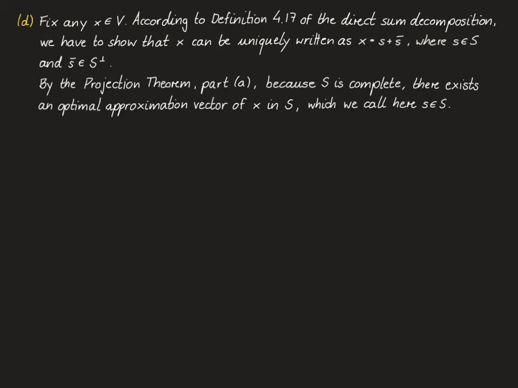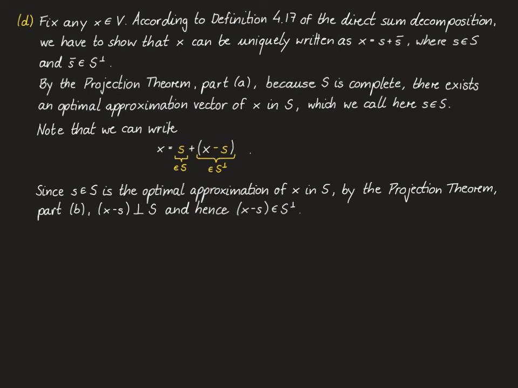According to part A of the projection theorem, because S is complete, there exists an optimal approximation vector of x inside the subspace S, which we define here as the vector little s in the subspace S. Note that we can express x in this way, where we have added and subtracted this optimal approximation vector s in S. Now clearly s is an element of the subspace S, and x minus s turns out to be an element of S perp.